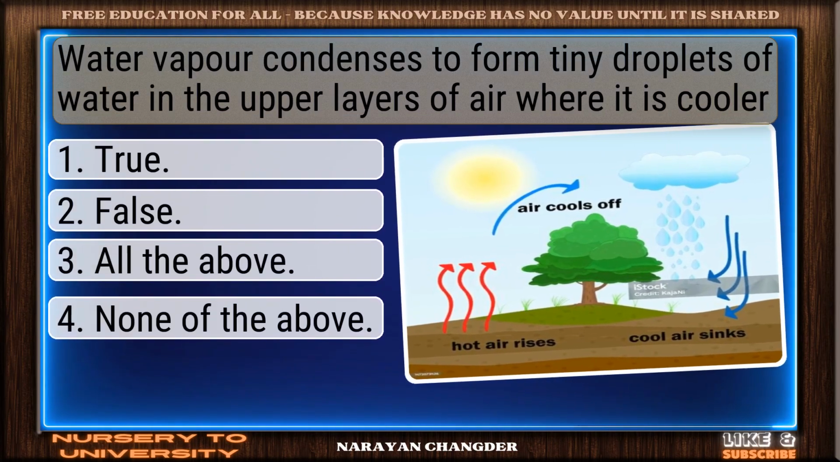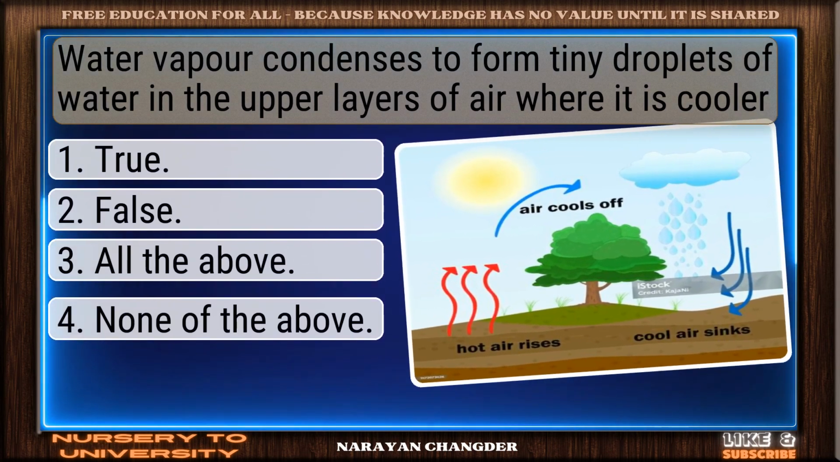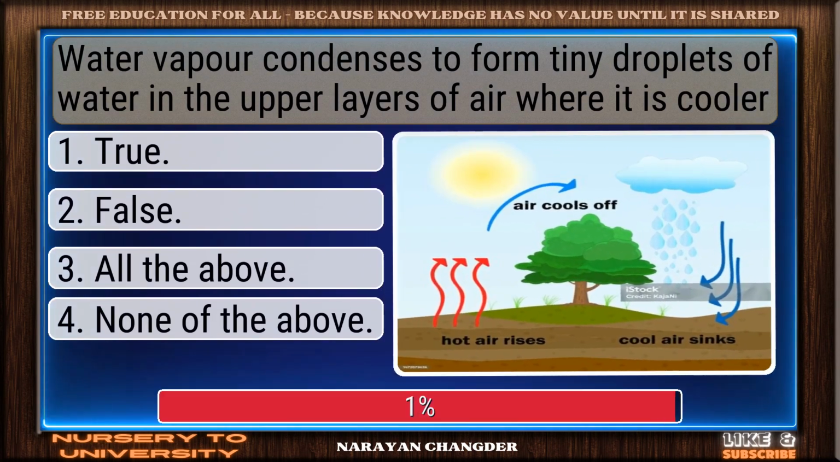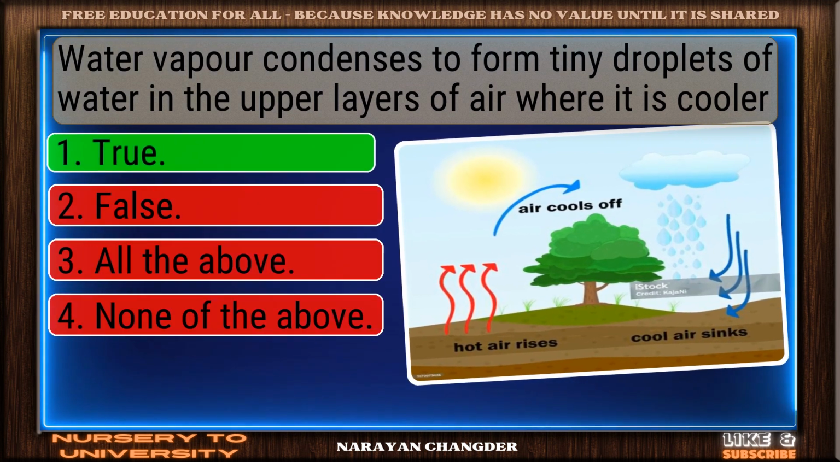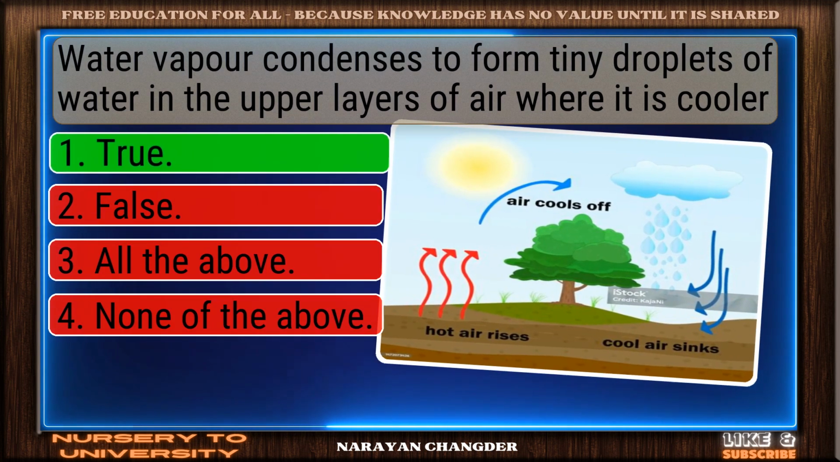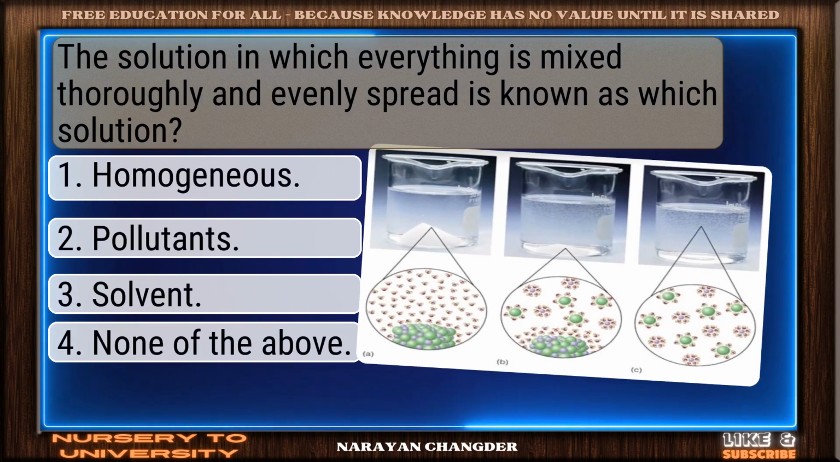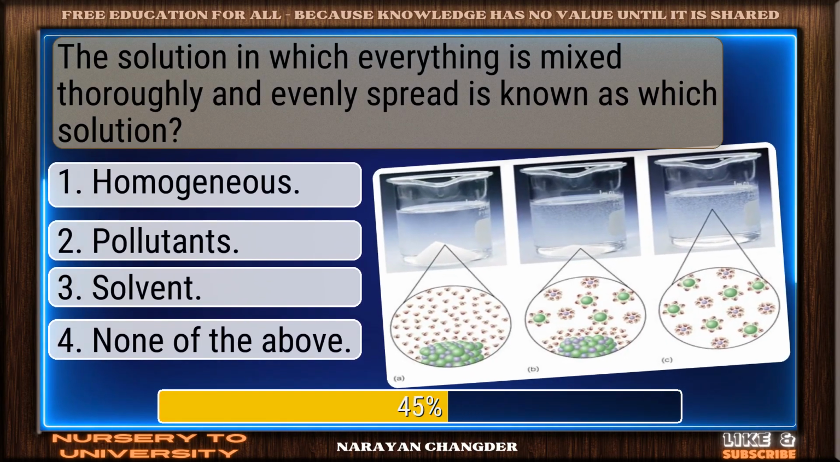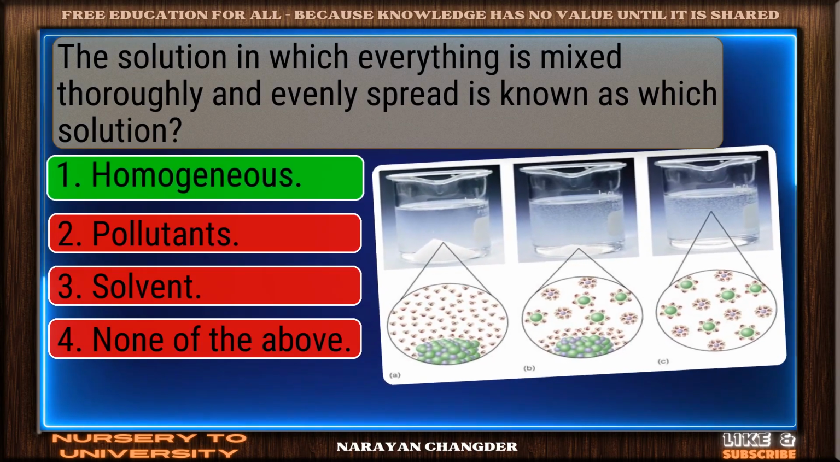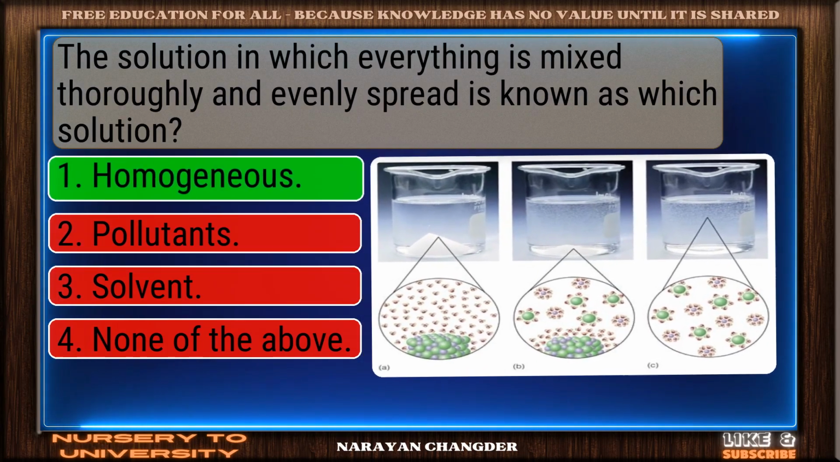Water vapor condenses to form tiny droplets of water in the upper layers of air, where it is cooler. Nice selection. True is the correct and valid answer. The solution in which everything is mixed thoroughly and evenly spread is known as which solution? Well reasoned. Homogeneous is the correct choice.